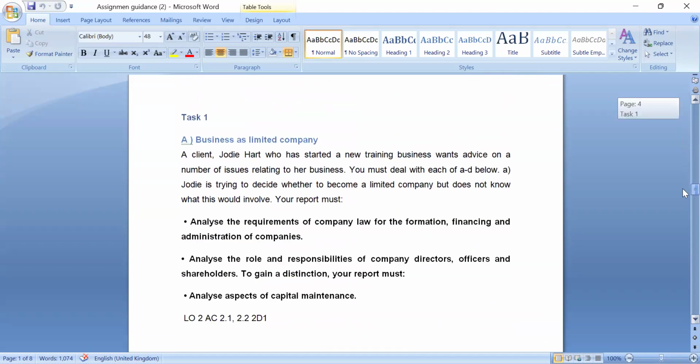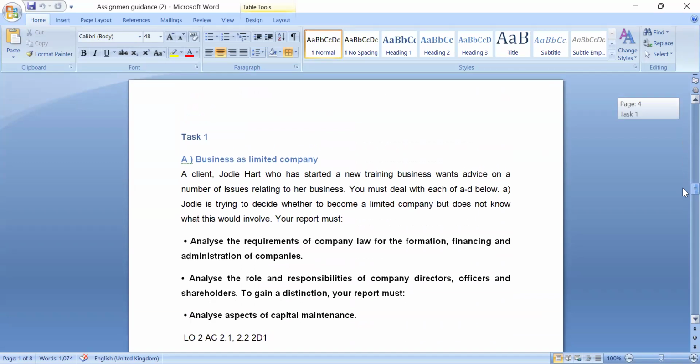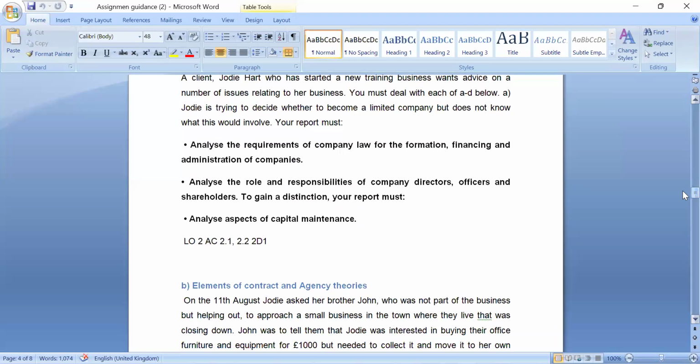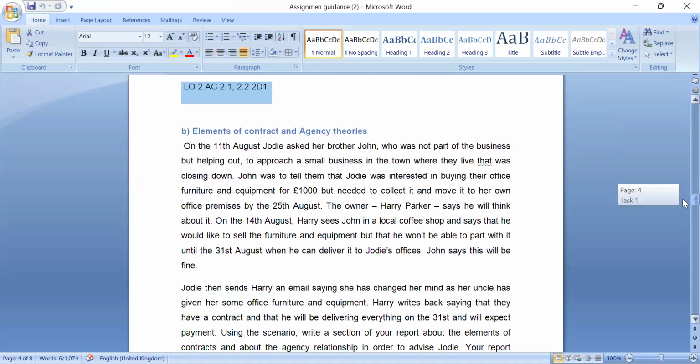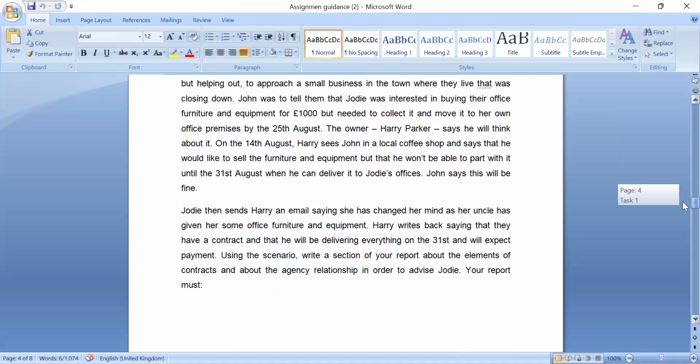So for task one, we discuss the business as a limited company that we choose. You can discuss the advantages of sole trader, partnership and limited company. It's comparative if you want, and as we discussed, it's based on our LO2. So please consult your lesson 2, and then move to the B part, which is contract and agency.